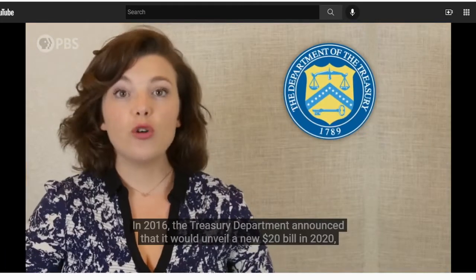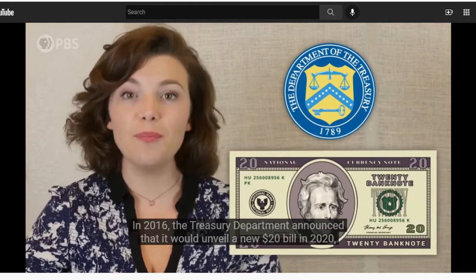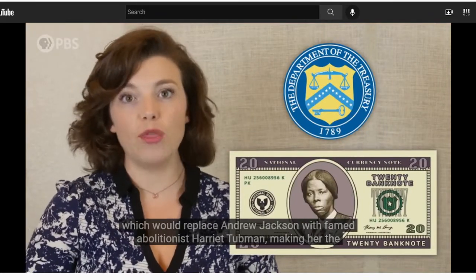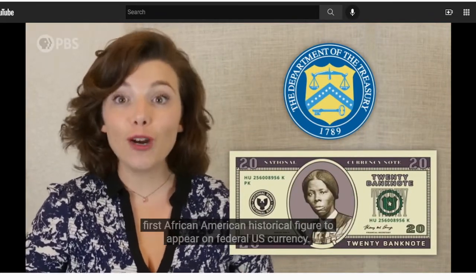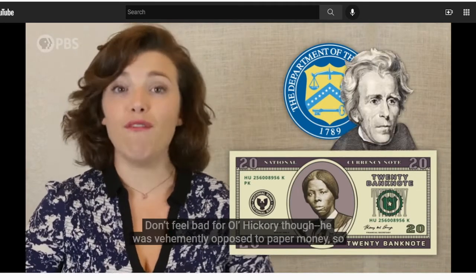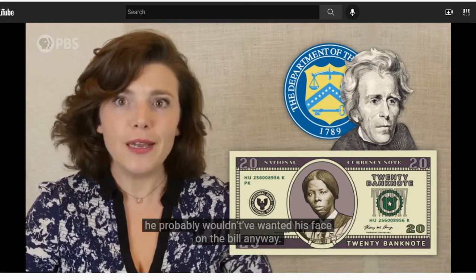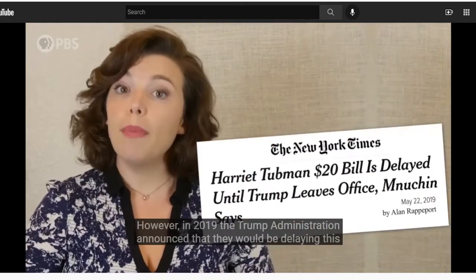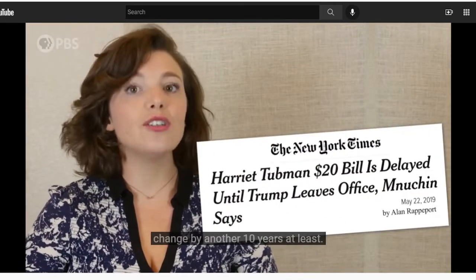In 2016, the Treasury Department announced that it would unveil a new $20 bill in 2020, which would replace Andrew Jackson with famed abolitionist Harriet Tubman, making her the first African-American historical figure to appear on federal U.S. currency. Don't feel bad for old Hickory, though. He was vehemently opposed to paper money, so he probably wouldn't have wanted his face on the bill anyway. However, in 2019, the Trump administration announced that they would be delaying this change by another 10 years.